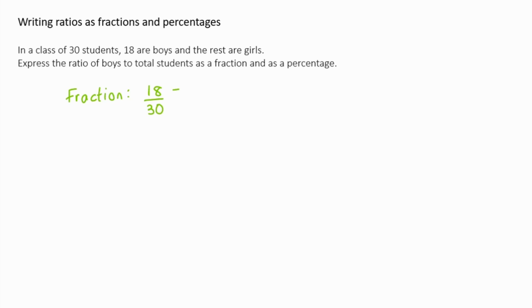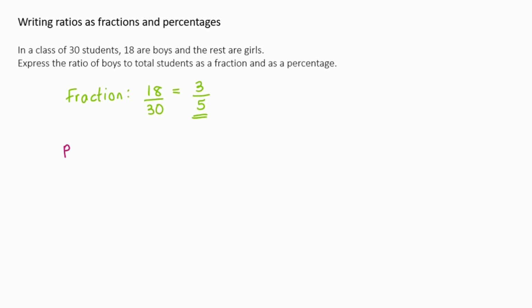Now I could simplify this by dividing by 6 because these both appear in the 6 times table. 18 divided by 6 gives me 3, and 30 divided by 6 gives me 5. So 3/5 of the students are boys.